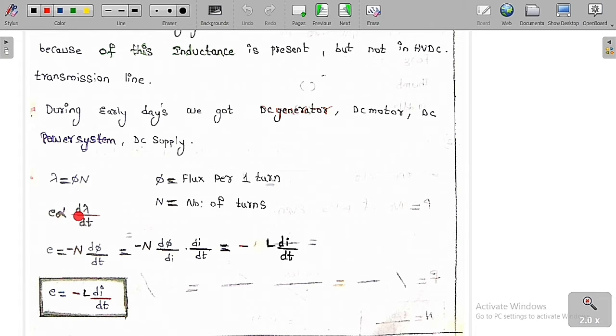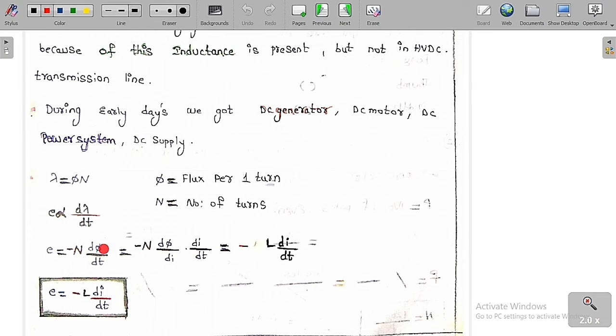Then EMF induced is directly proportional to the rate of change of flux linkage. If you take lambda here, you finally get, with the negative sign, E is equal to minus N d phi by dt, because N is a constant, so we can take it outside the differentiation. Here the minus sign is because of Lenz's law, and the magnitude was given by Faraday. So overall this law is the combination of both Faraday's law and Lenz's law.